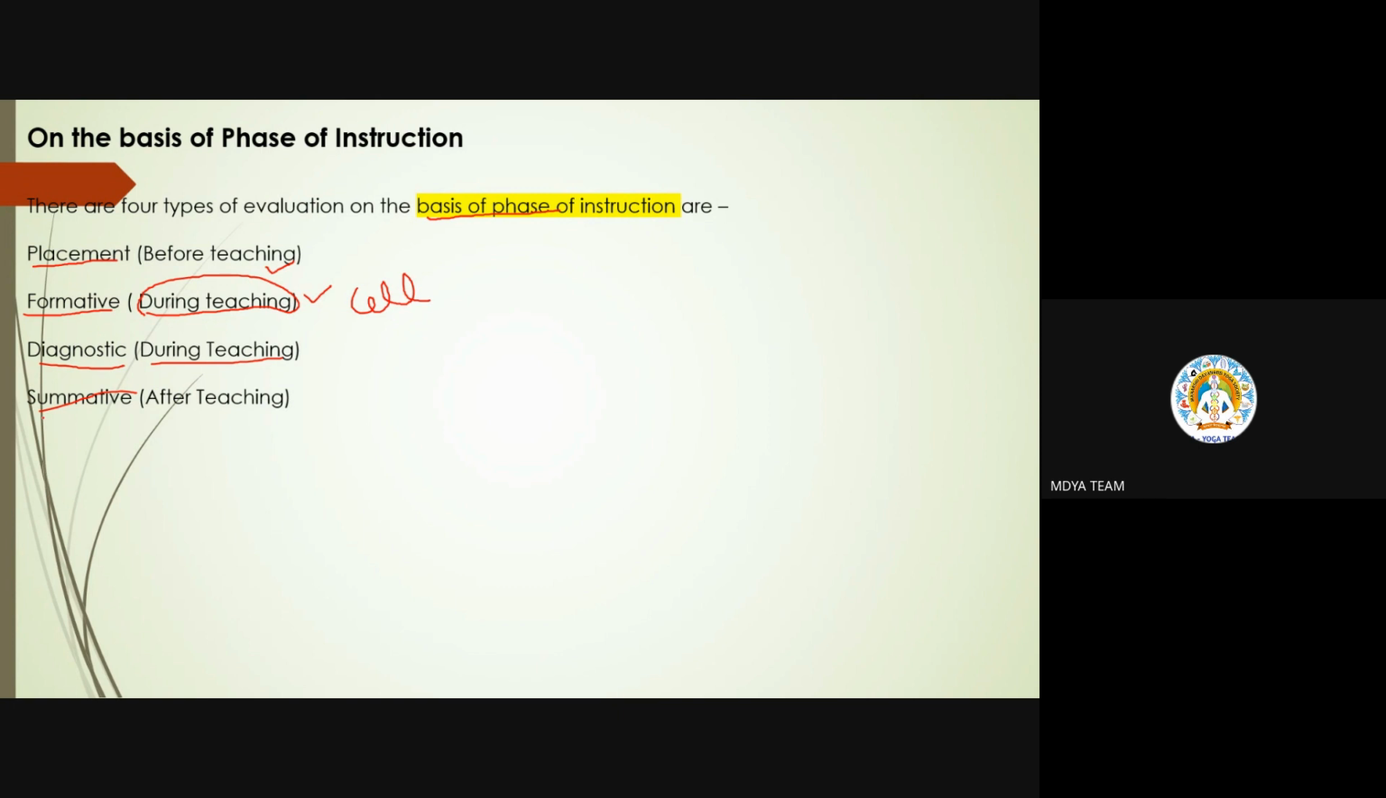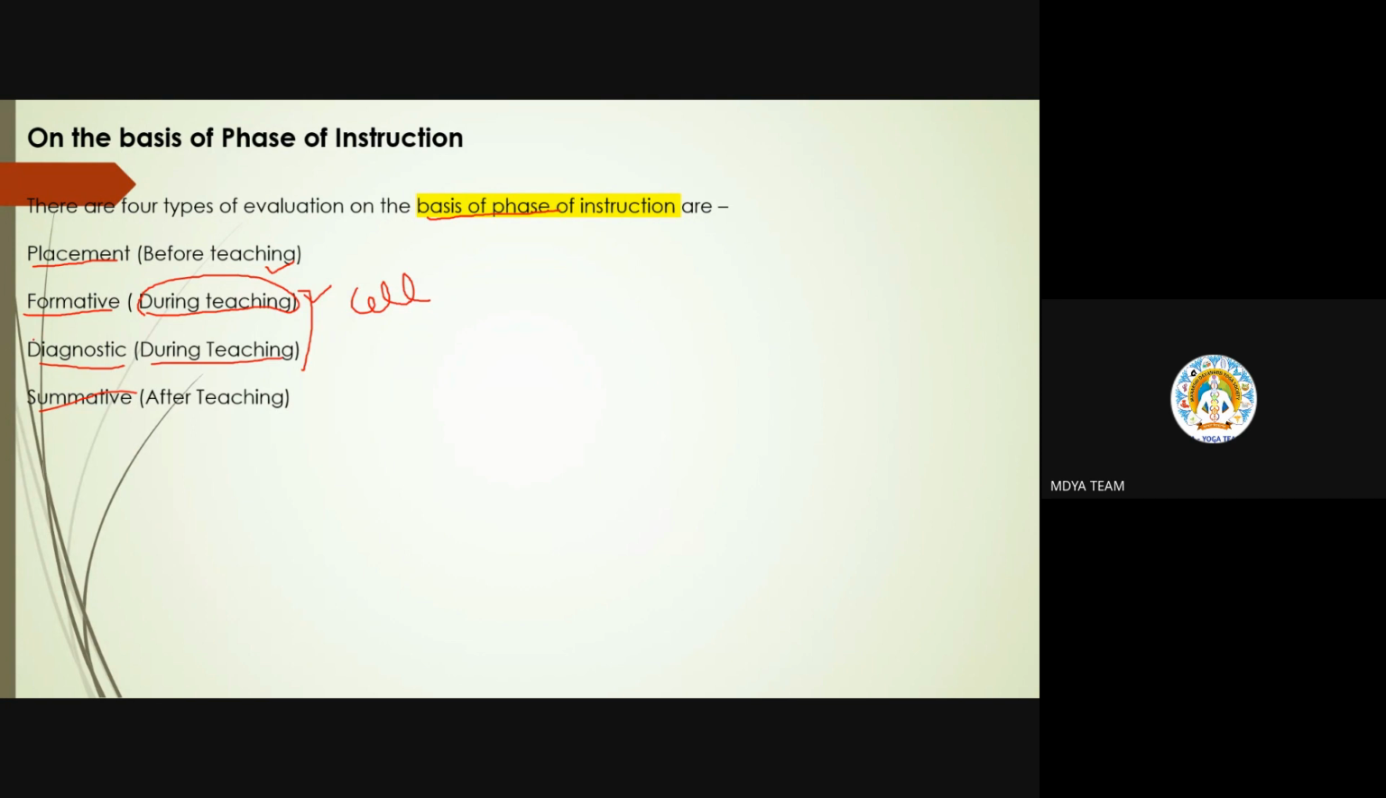Any doubt? Ma'am, again, tell the difference between formative and diagnostic. There is no particular difference, but diagnostic is intentional. Formative is not intentional. Formative is just assessing a learner, and diagnostic is done purposely to know the shortcomings, to know the failures of the teaching system. And formative is done for assessing the knowledge of a learner.